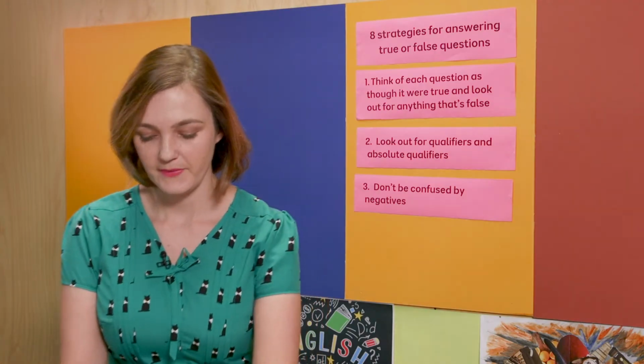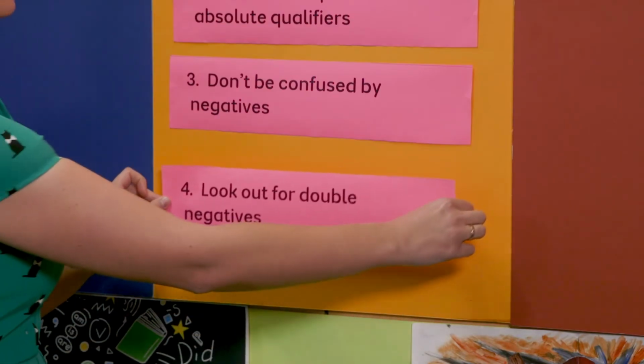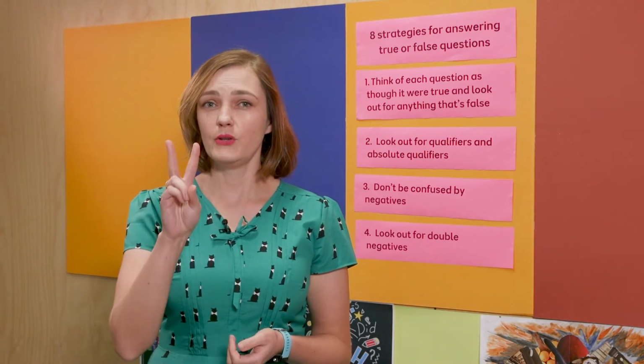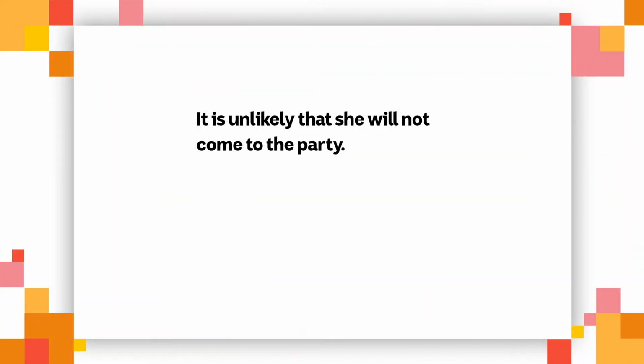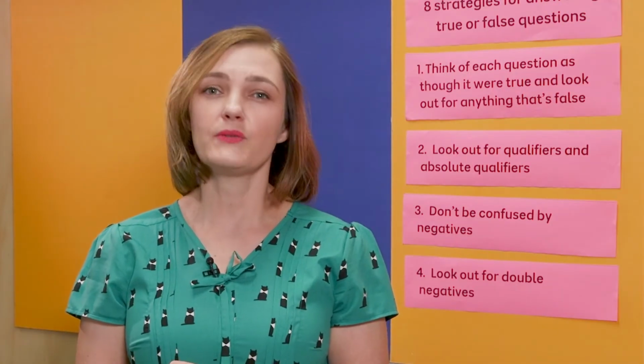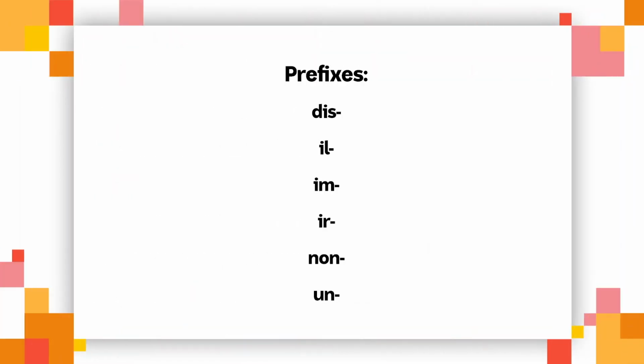Strategy 4. Look out for double negatives. A double negative is when a statement has 2 negative words, but it's actually a positive statement. For example, it is unlikely that she will not come to the party is the same as it is likely that she will come to the party. Double negatives can be difficult for English language learners. To find negative words, remember they include words like not and cannot, along with words beginning with prefixes that I have listed here.